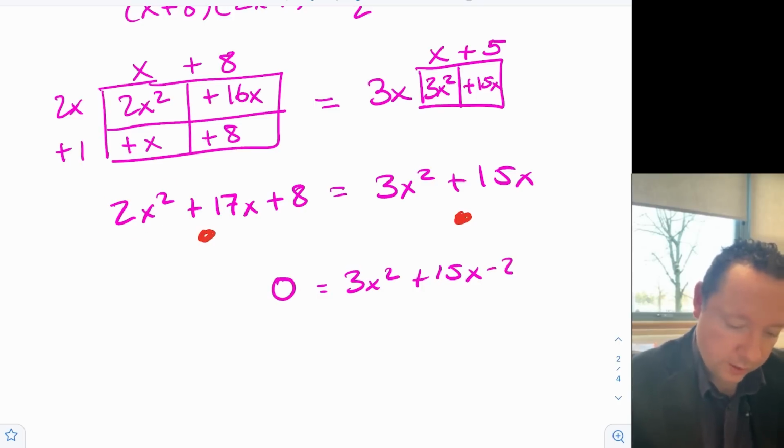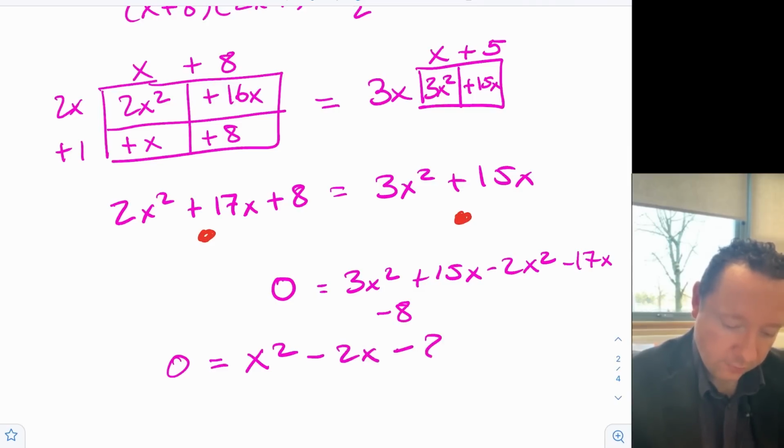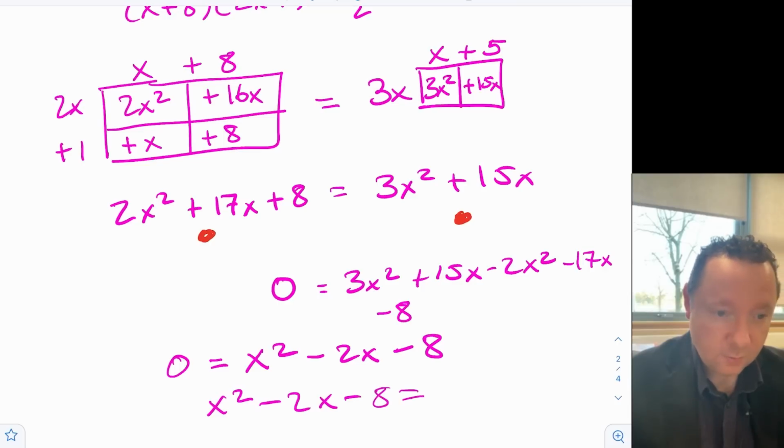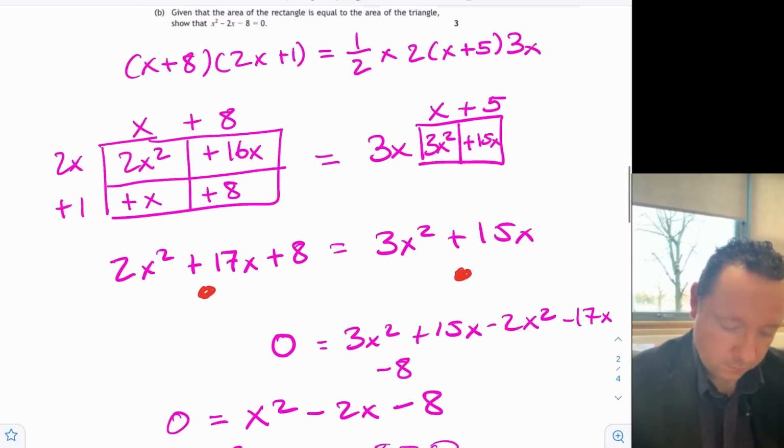I'm going to take away 2x squared then. I'm going to take away 17x, and I'm going to take away 8. So 0 equals 3x squared minus 2x squared, which is x squared. 15x minus 17x is minus 2x, and I've got minus 8. Or to put it in the way we want, x squared minus 2x minus 8 equals 0.